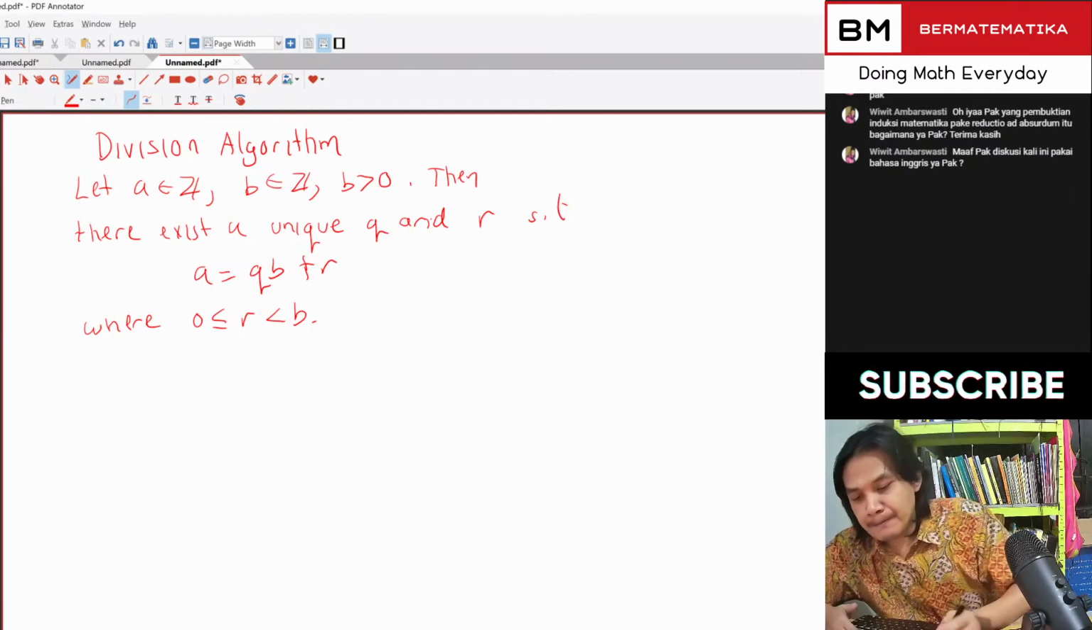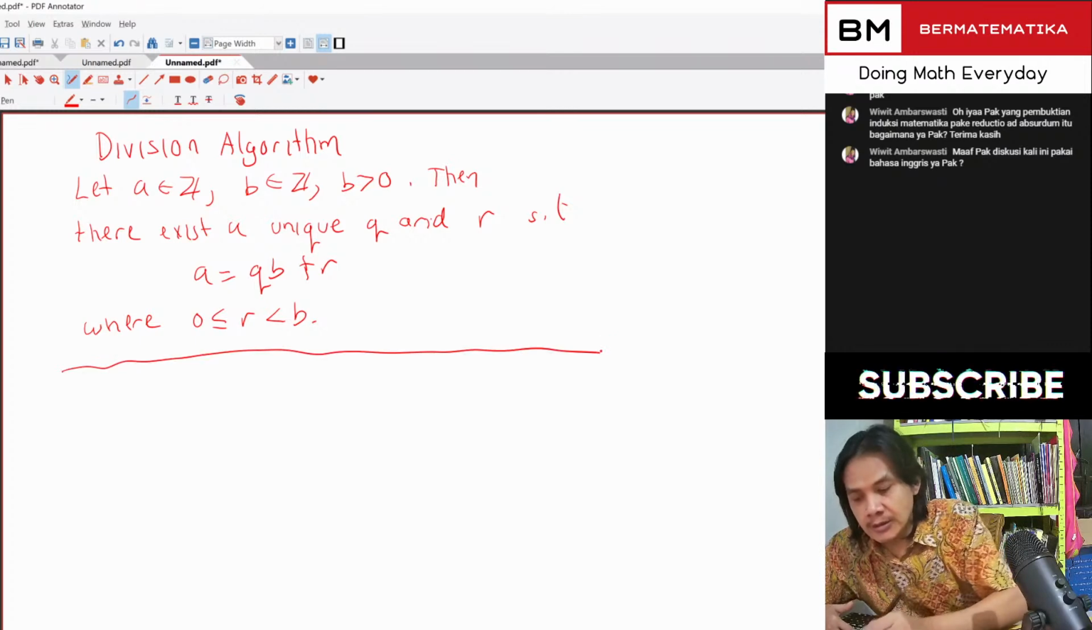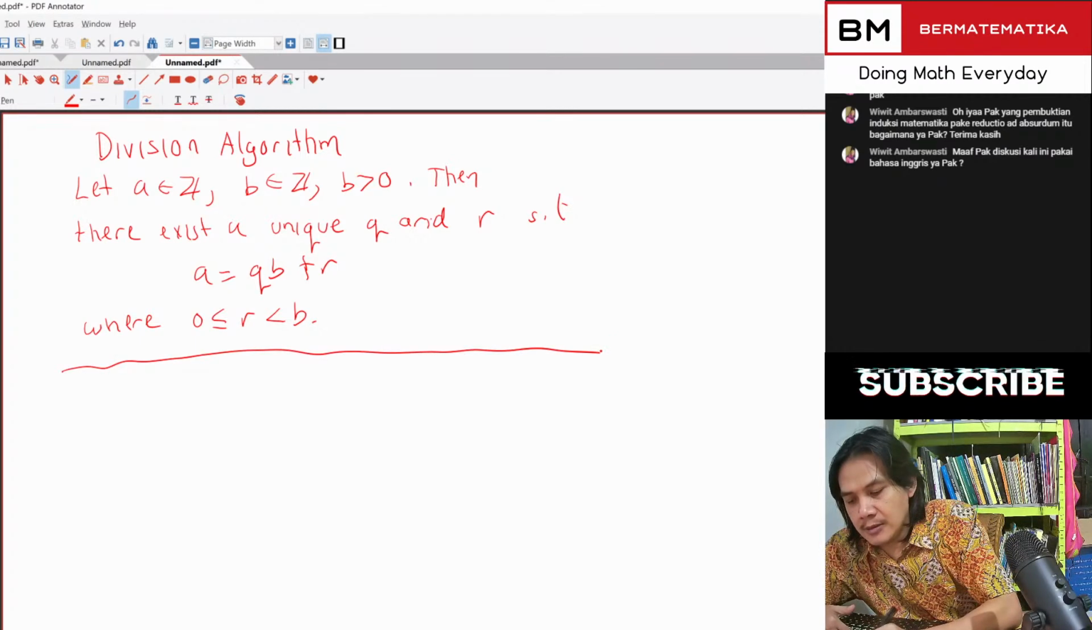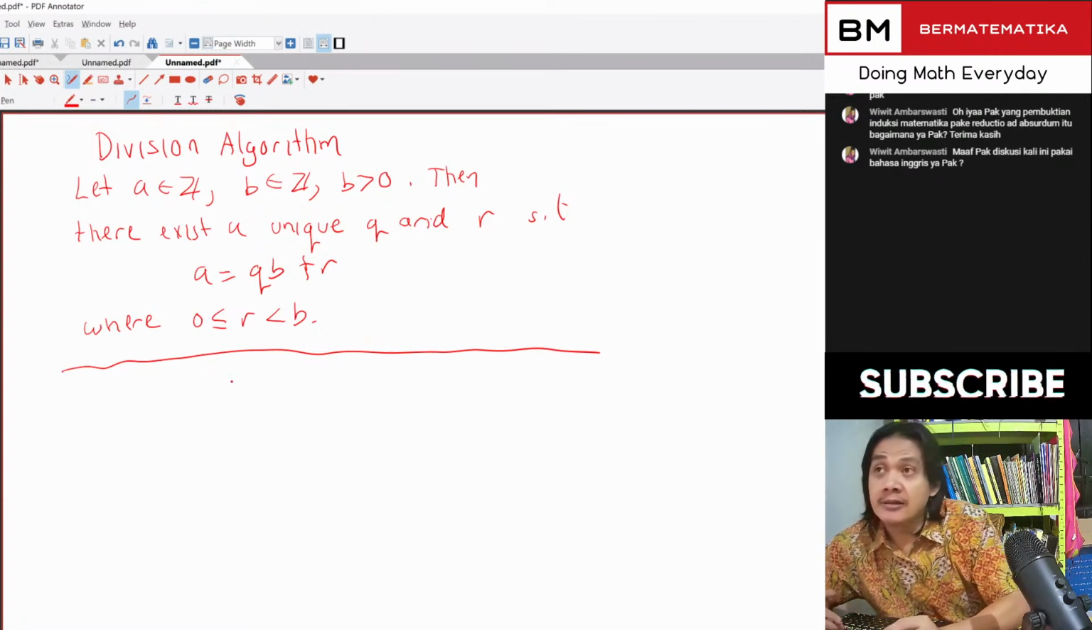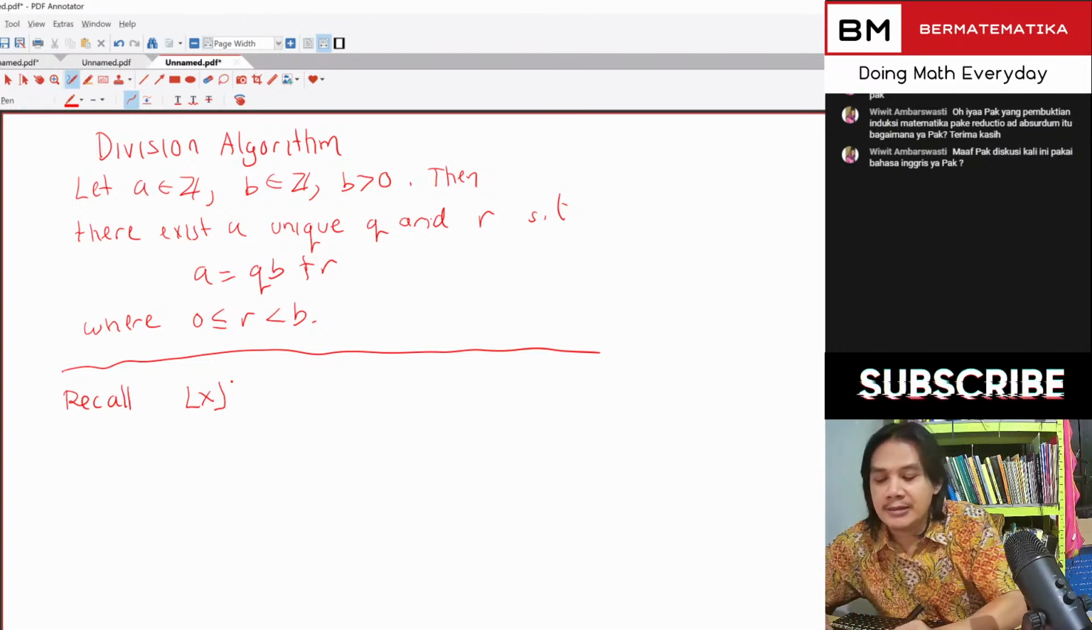Okay, so recall the floor function. This is the biggest integer which is smaller than or equal to x. It is the greatest integer.